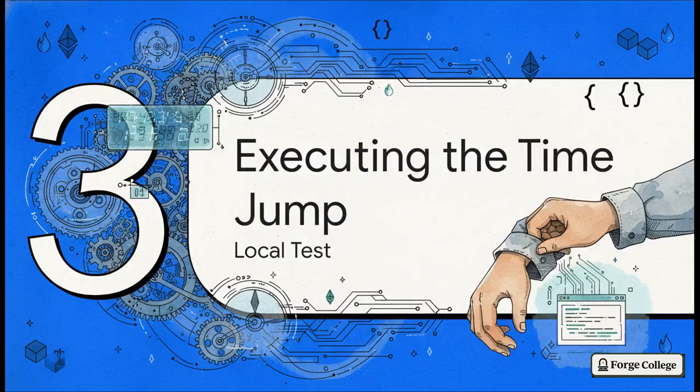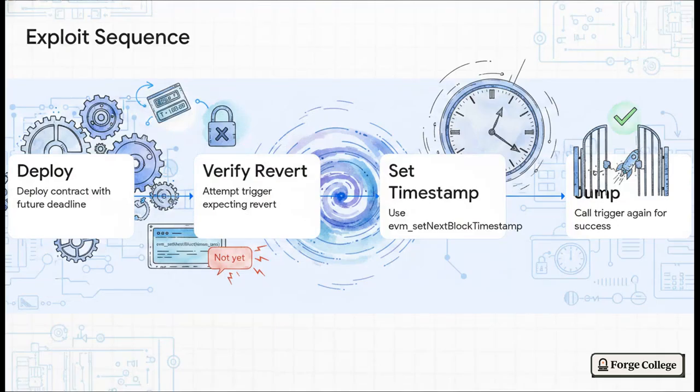So let's do it. Section 3, executing the time jump. Time for our local test. Here is the exact step-by-step sequence we're going to use for this exploit. Step 1, we deploy our time gate contract with a deadline set, let's say, exactly 1 hour into the future. Step 2, we immediately try to trigger the locked function. We fully expect it to revert and throw a not yet error. That just proves the gate is actually closed.